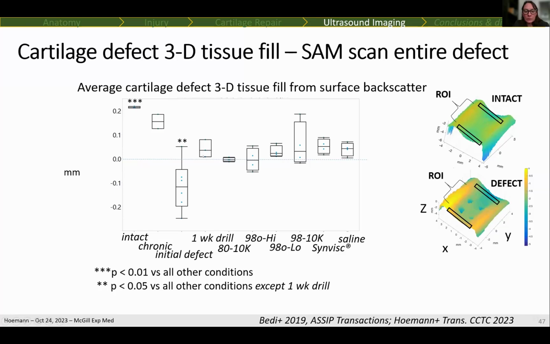And then after 1 week, we have some fibrin clot in the defect, and the chitosan that drew neutrophils into the joint is fighting against some kind of catabolic environment, whereas the saline and one of the chitosan formulations and Synvisc are allowing tissue to grow out.